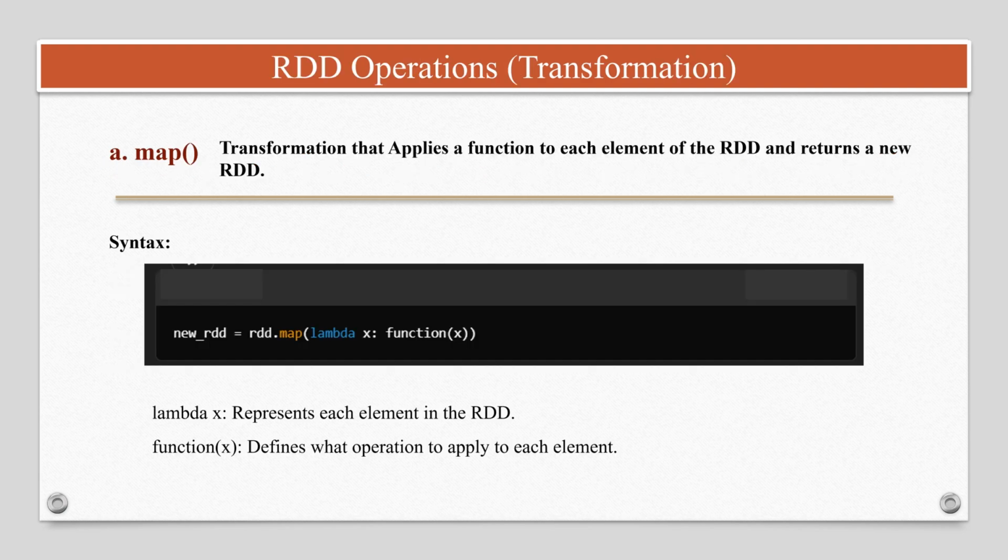Some common transformations include map and flatMap. So first one is map. In PySpark, the map function is a transformation that applies a given function to each element of an RDD, producing a new RDD where each element is the result of the function applied to the corresponding element in the original RDD. It is commonly used for data processing, such as converting formats, modifying values, or extracting specific information from each element. The syntax is: new_rdd = rdd.map(lambda x: function(x)). Lambda x represents each element in the RDD, and function(x) defines what operation to apply to each element.